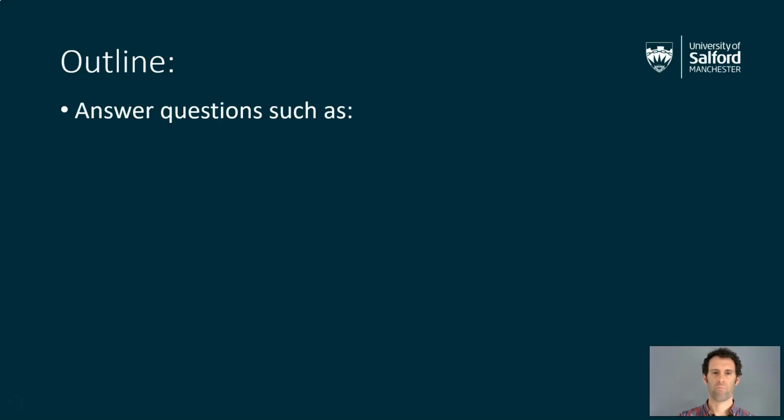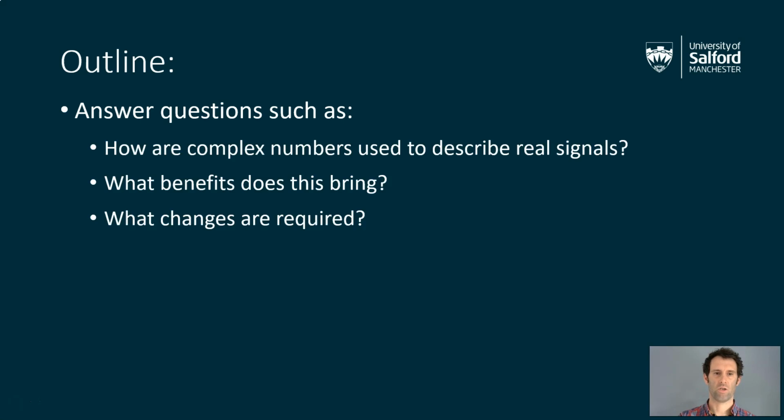So a quick outline. We're going to try and answer questions such as: how are complex numbers used to describe real signals? What benefits does this bring? And what changes are required?